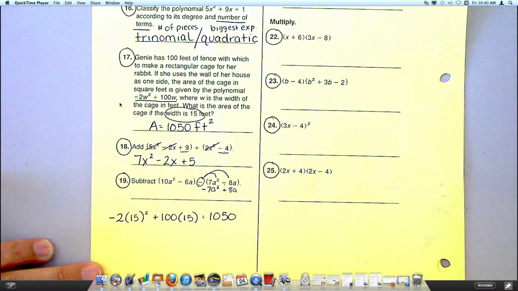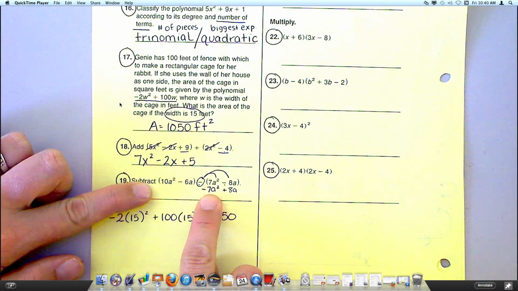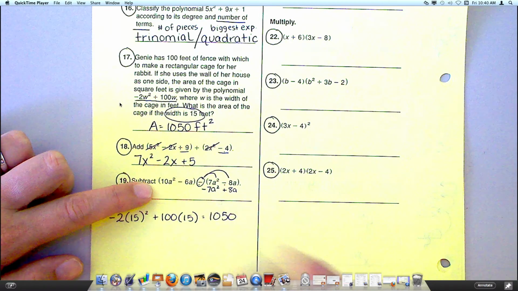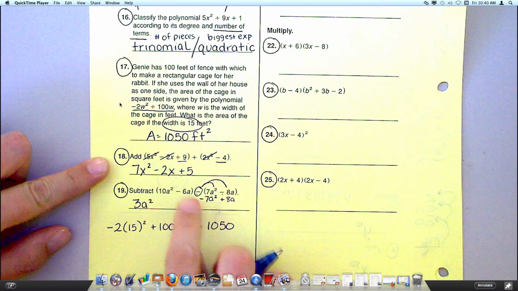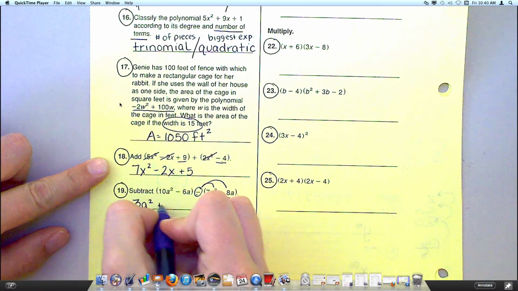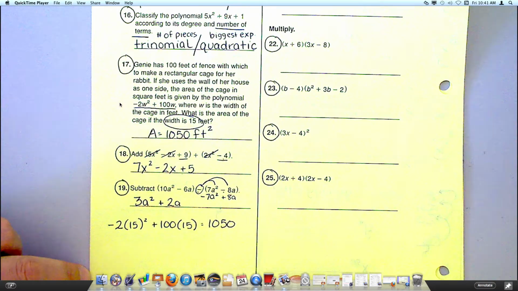positive. So now when I put my like terms together, I have 10a squared and negative 7a squared, which makes what? 3a squared, right? And then negative 6a plus 8a would be positive 2a. Everyone okay with that? Yep. Good. Okay.